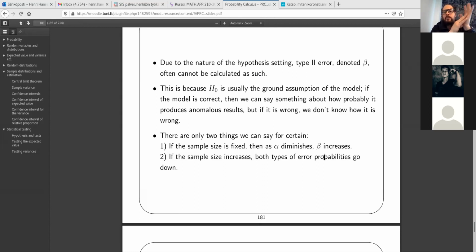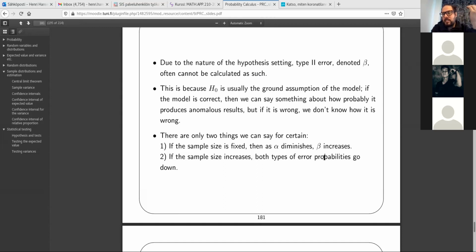Only two things we can say for certain, because we don't know the beta. Alpha we can set, but beta we cannot. We have no idea what beta is. If we have a fixed sample size, then lowering the risk level of type 1 error increases the risk level of type 2 error. So if you want to be sure that you don't reject the null hypothesis when it's true, then you will be sure you will accept it when it's not, right?